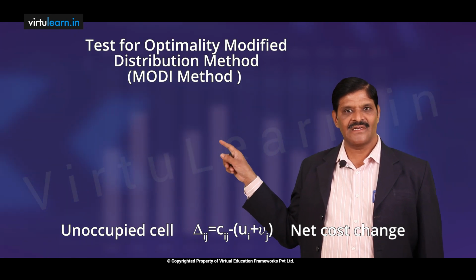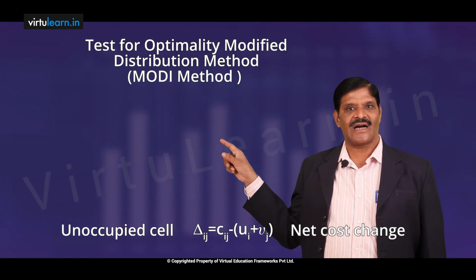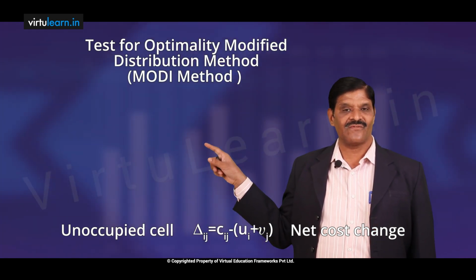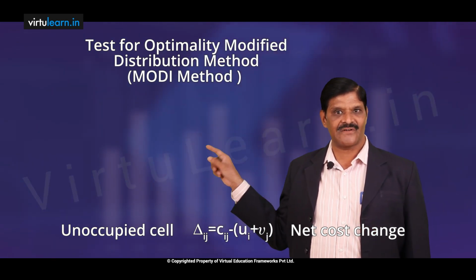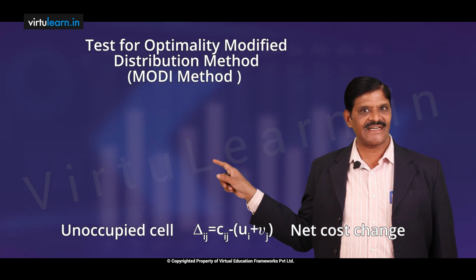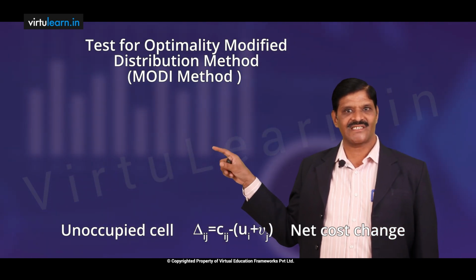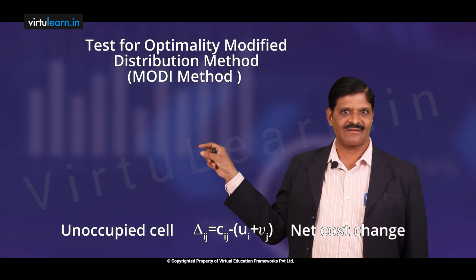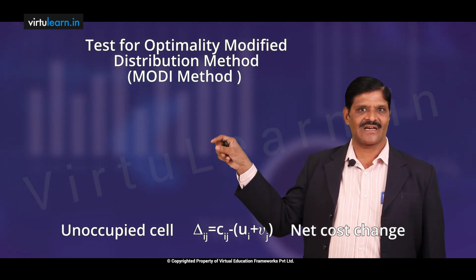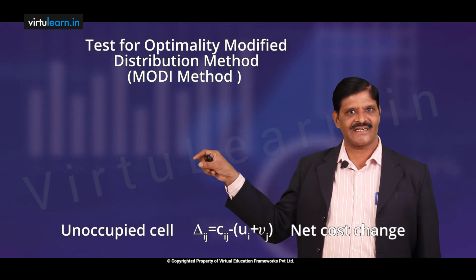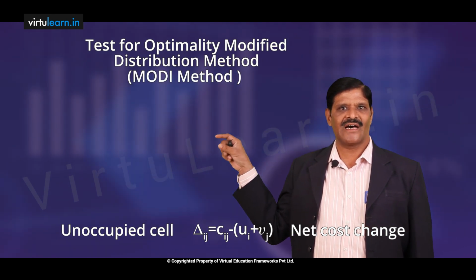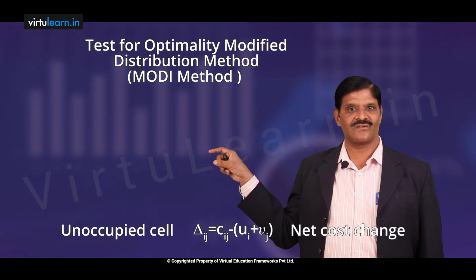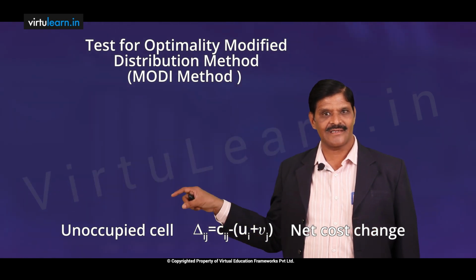So this way we are able to understand which cell can improve the solution. Anywhere we have a negative value, that indicates we can make an allocation to that cell by moving some units from the cells which are already allocated. Then we'll make those kinds of adjustments and try to arrive at the most optimal solution.